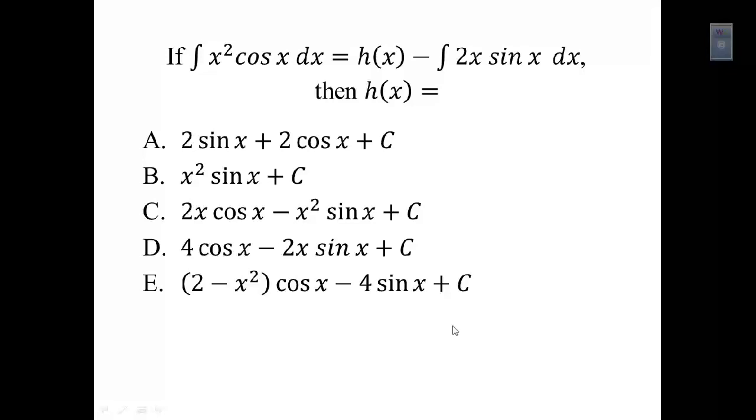All right, and I'm going to show you the answer in 5, 4, 3, 2, 1. The answer is B. x squared sine x plus c. And then, so this would be x squared sine x minus the integral of 2x sine x dx plus C, or you could leave the plus C off if you were doing it all together.